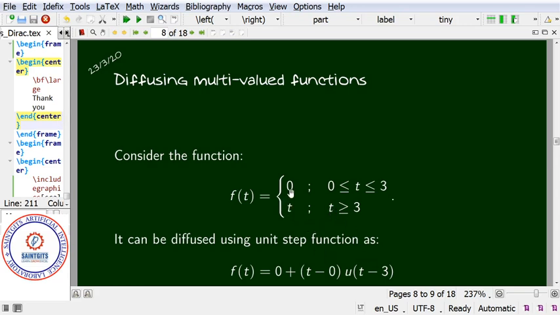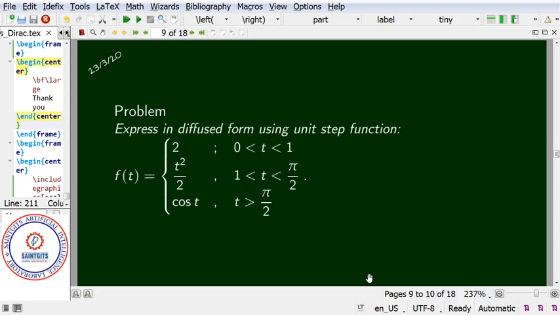Once again, start with the base value 0 plus the difference of the responses, t minus 0, into u of t minus 3. So a multi-valued function can be combined into a single valued function with the help of the unit step function. These two ranges will be accommodated within this unit step function. That is the advantage of using the unit step function along with multi-valued functions.